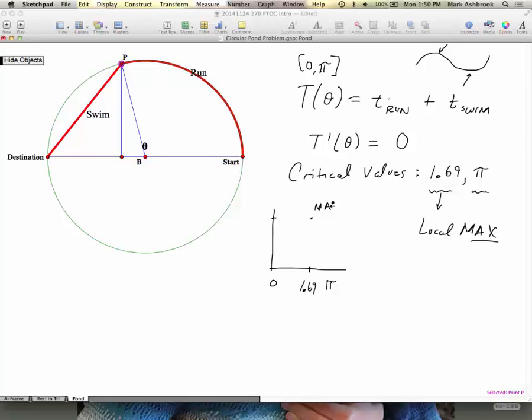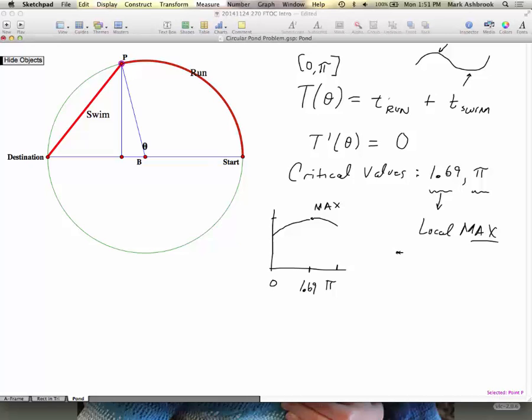not a min. And if there's no other critical values, that means that starting at 0, it has to be increasing all the way from 0 to that local max, because there's no other critical points in there. And then starting there, it has to be decreasing all the way to pi because there's no other critical points. Would you buy it? Because that's the only critical point between 0 and pi, this has to be always increasing to there and then always decreasing to there.